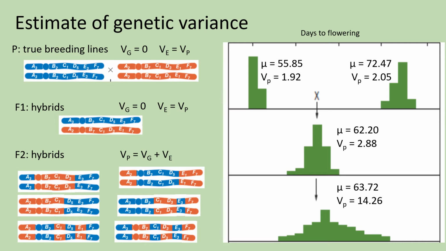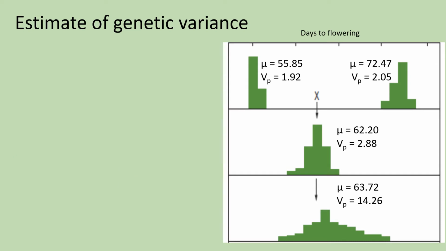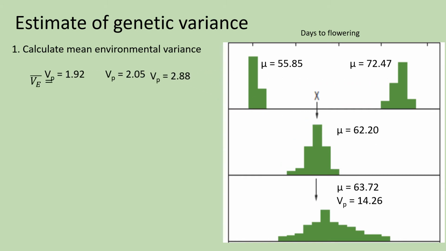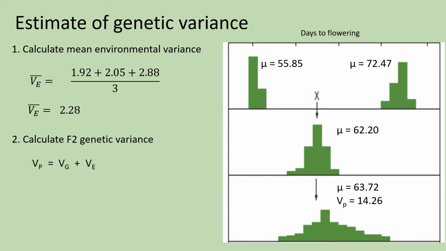If we know all this, and if we suppose that the environmental variance is the same for all four groups, parents, F1 and F2, because they were grown in the same field, then we can first calculate the mean environmental variance as the average of the two parental and the F1 phenotypic variance. Then we can estimate the genetic variance of the F2 generation by simply subtracting the environmental from the total phenotypic variance of the F2.